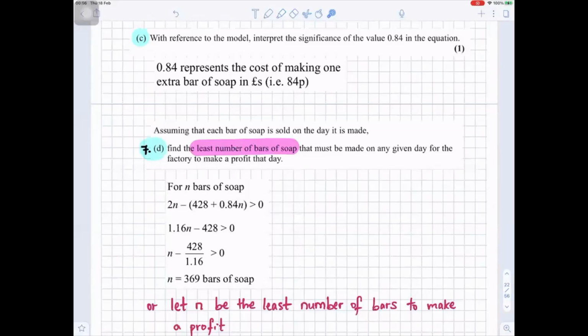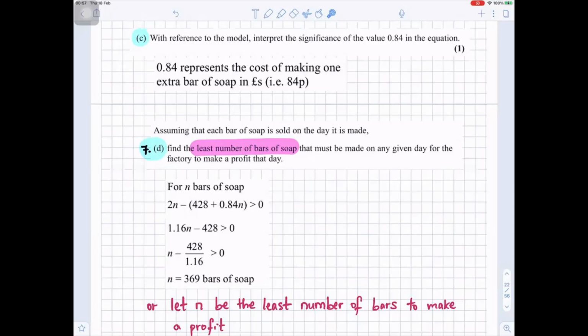Part C, with reference to the model, interpret the significance of the value 0.84 in the equation. 0.84 represents the cost of making 1 extra bar of soap in pounds. So the cost for making 1 extra bar of soap in pounds, or 84 pence for making 1 extra bar of soap.